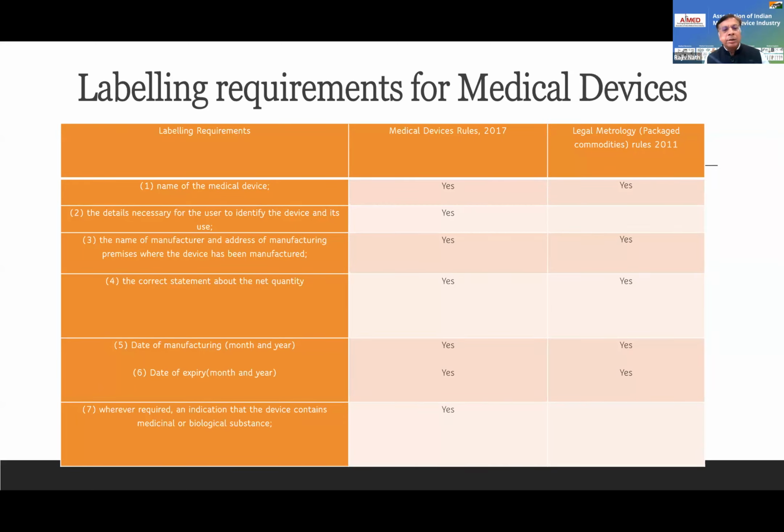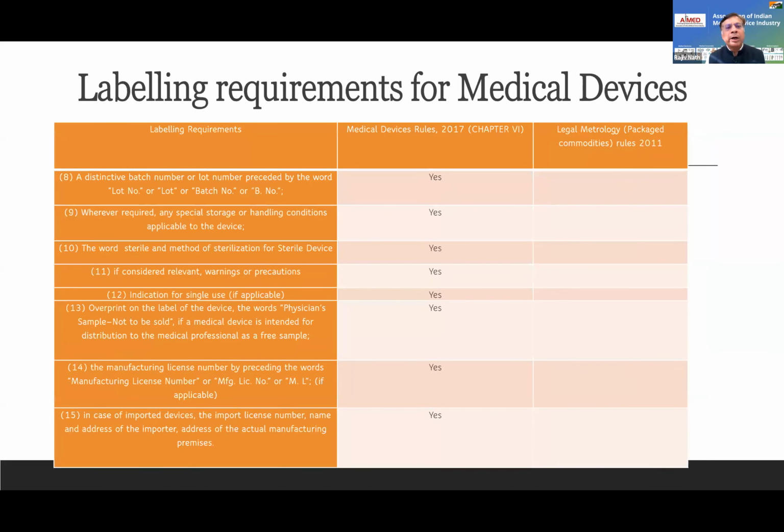The next point is the indication of whether it contains a medicinal or a biological substance. If it's a combination product, for example a stent, then you need to have the description, whether it is a lot number or a batch number, by means of a logo or a prefix. Now, if anything is not done in the right manner, you are liable for prosecution. So be careful. These labeling requirements are not something you can wish away.